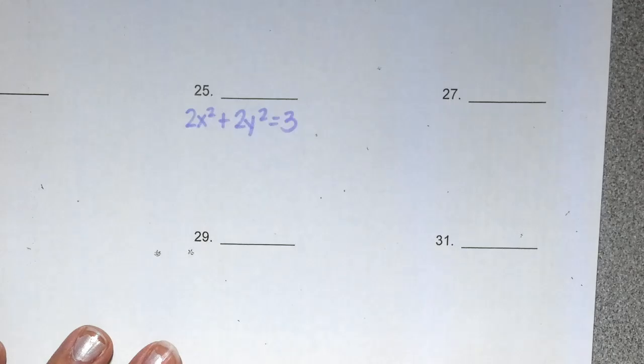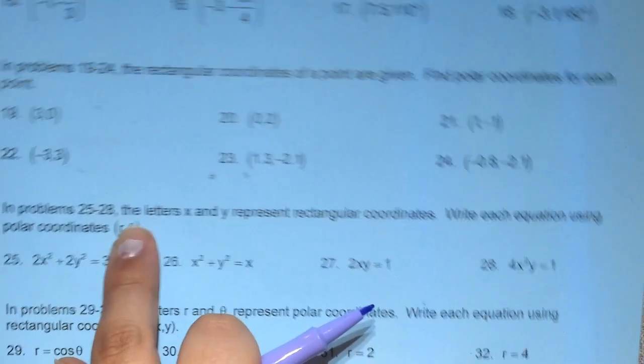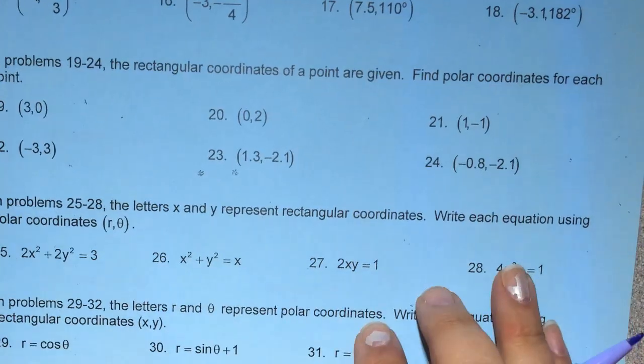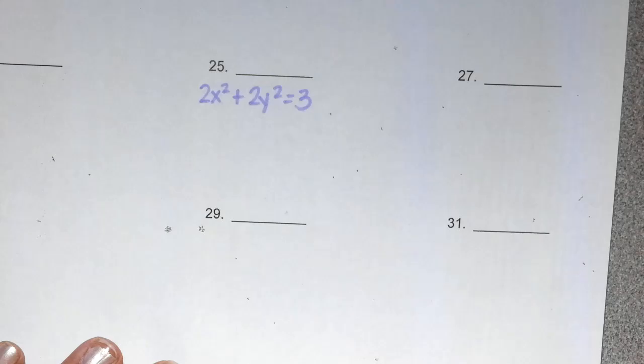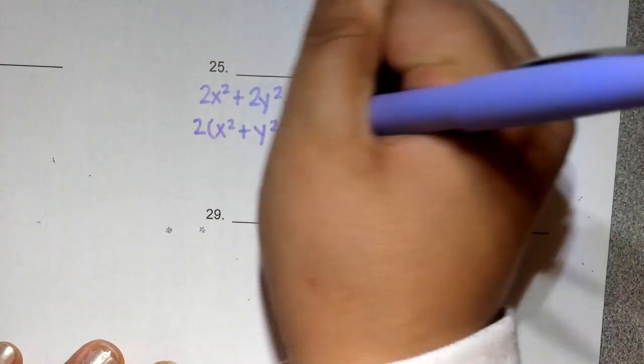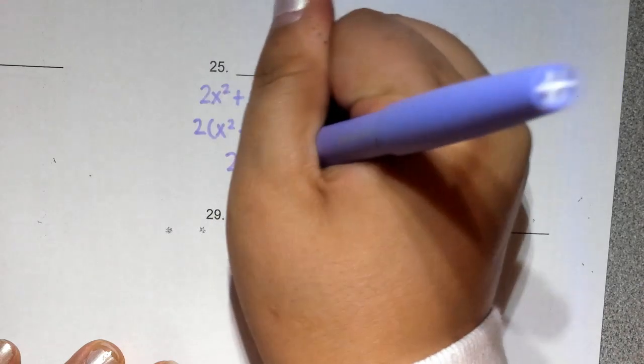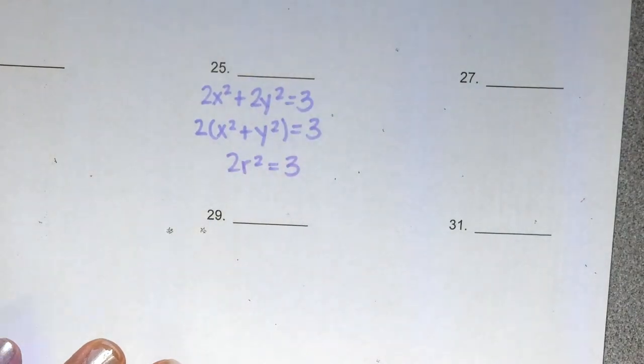For 25, the problem says, in these problems, the letters x and y represent rectangular coordinates. Write each equation using the polar coordinates. So I want r and theta. I could factor out the 2. Is that what all of y'all were thinking as well? If it's not, I'm going to show you something else in a second. And then what do I know about x squared plus y squared? Equal r squared. Did I get rid of x and y? We're done.